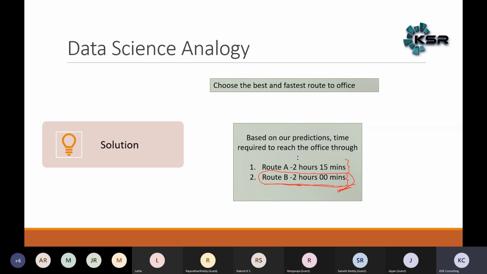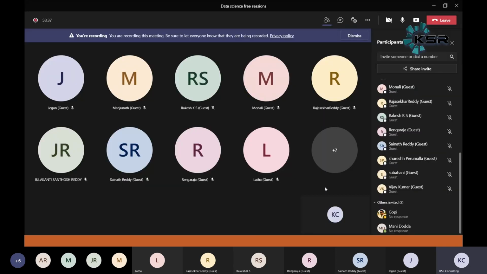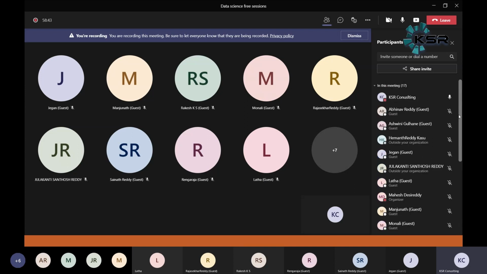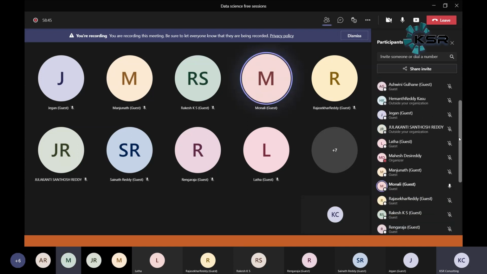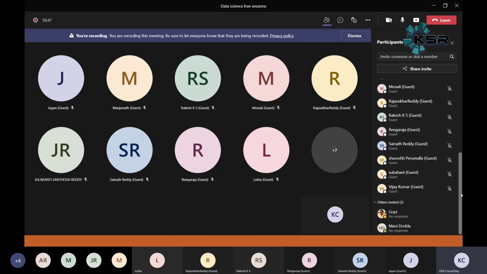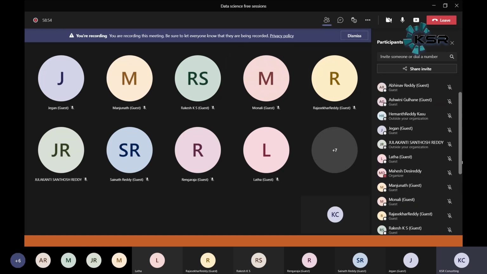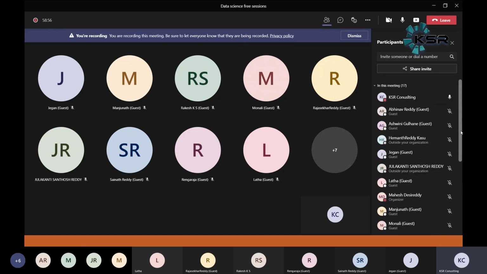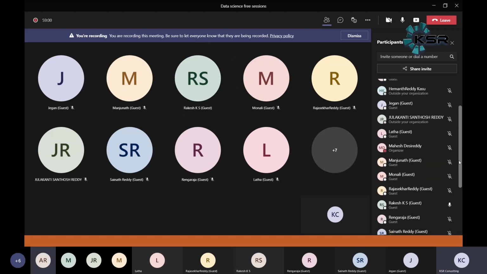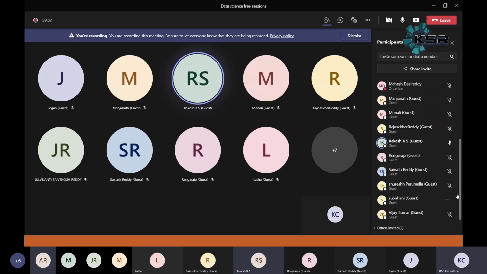Now, any questions, guys? Any doubt? Any questions, Monali? No, sir. Okay, perfect. Any questions, Rajesh, Shekhar Reddy, Rangaraj, Rakesh, Vijay, Ashwini, Abhinav, Jagan? No, sir.